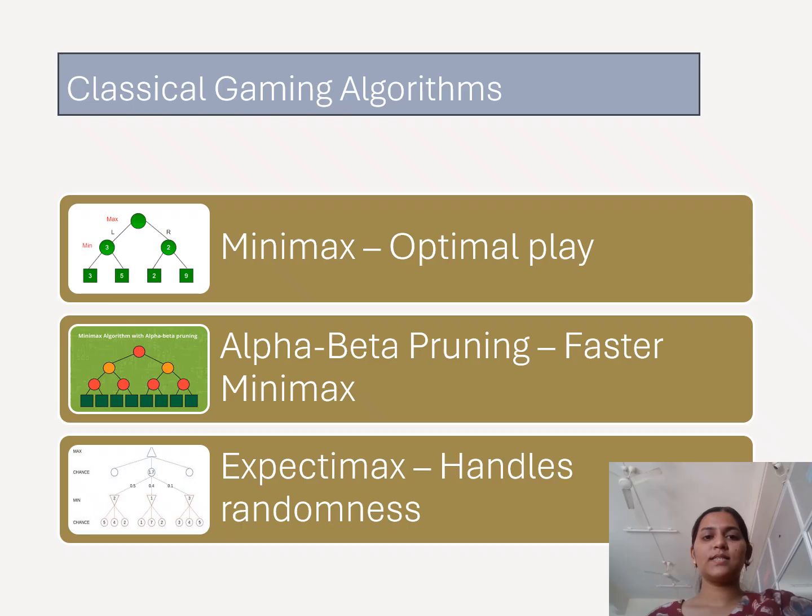Next topic is the classical gaming algorithms. The classical gaming algorithms: minimax, known for optimal play; alpha beta pruning, a faster minimax; and expectimax, which handles randomness.